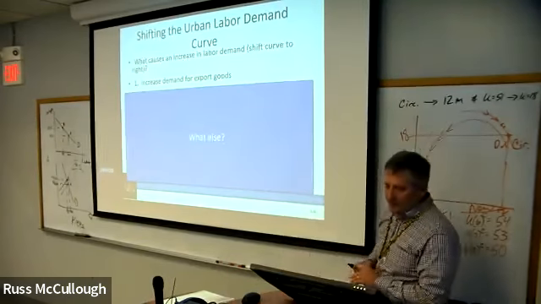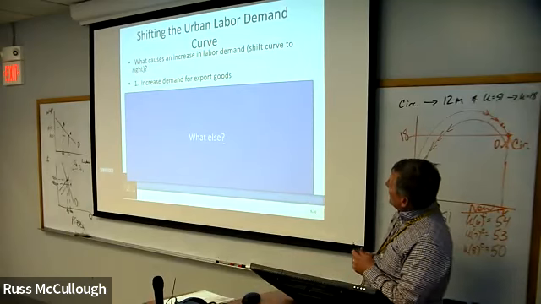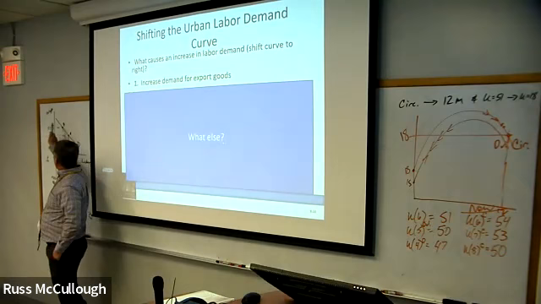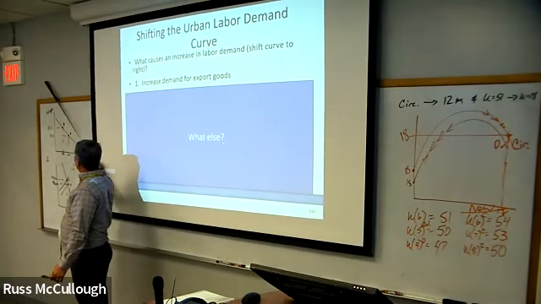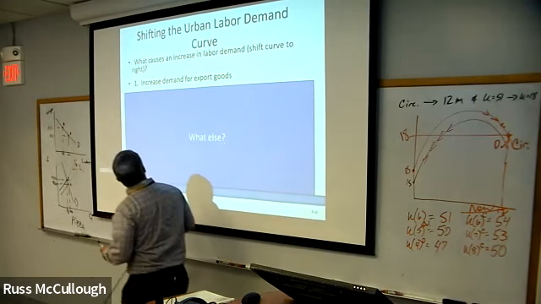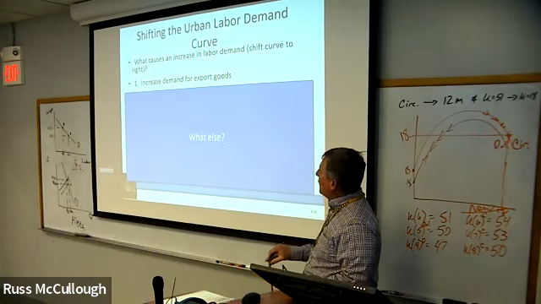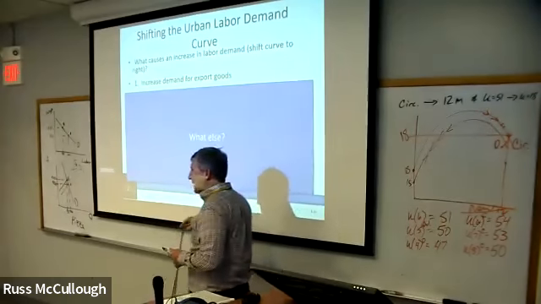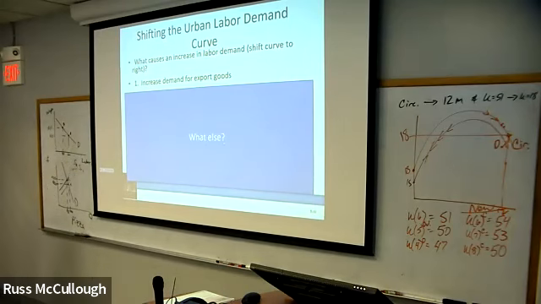All right, so what causes an increase in labor demand? That was a movement along the labor demand curve from A to B, but now what causes this thing to move around? All right, so an increase in the demand for export goods. We'll get into that a little more with import-export in a minute, so don't worry about that too much, but people want to buy more goods.